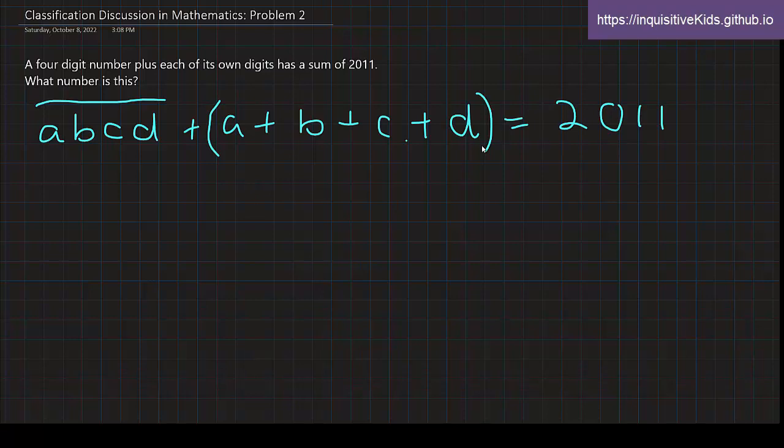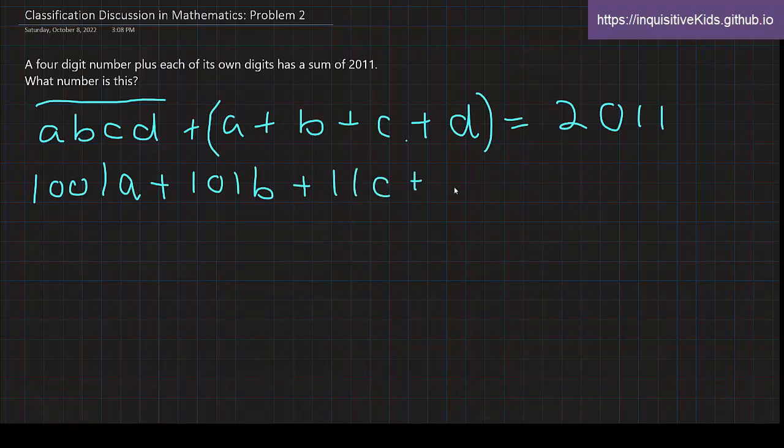Because after that we're going to combine like terms, we're going to have 1001A plus 101B, and so on. Whenever you're dealing with this type of problem, it's always important to do this because then you'll be able to express things more clearly. So this is all equal to 2011.